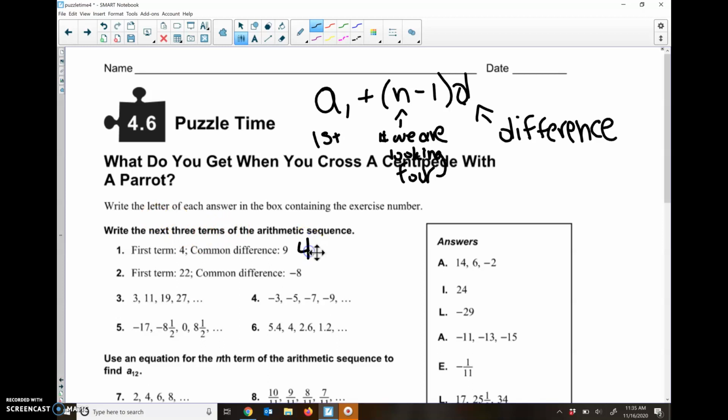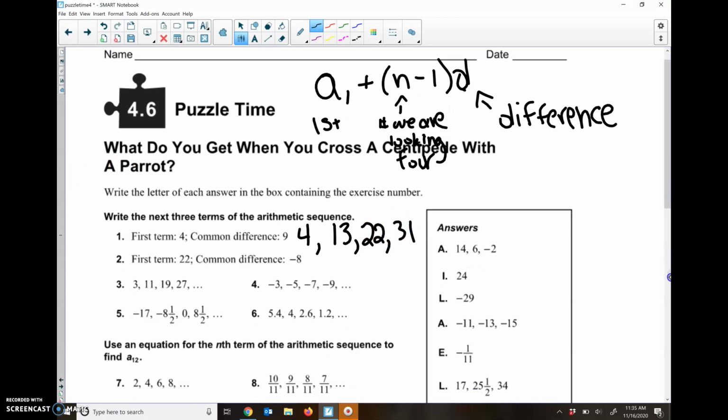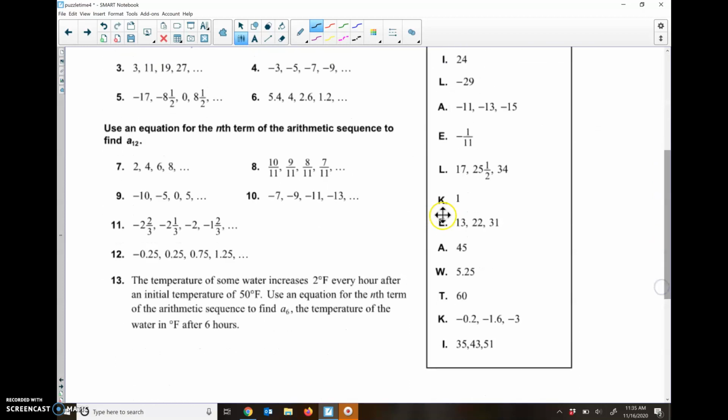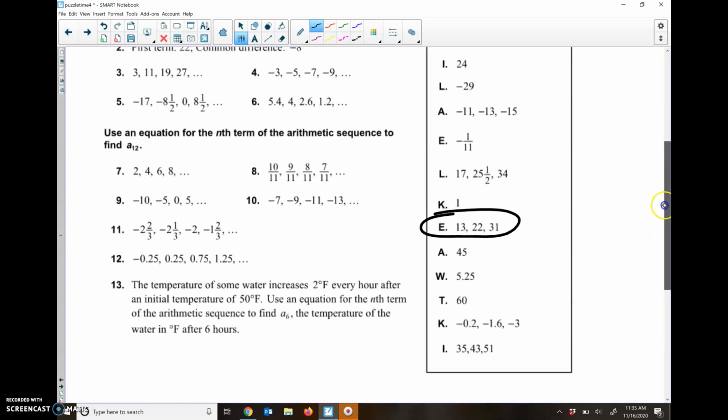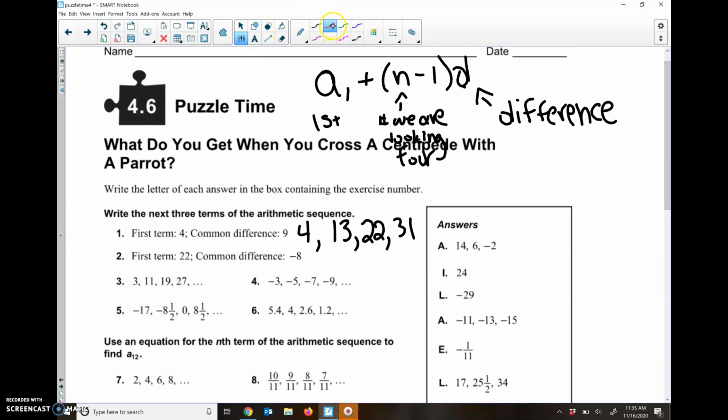So my first number is 4, and it wants the next 3. And it says the common difference is 9, so that means we're adding 9. So then our next 3 are going to be 4 plus 9 is 13, plus 9 again is 22, and plus 9 again is 31. So that looks like it is letter E, 13, 22, 31.